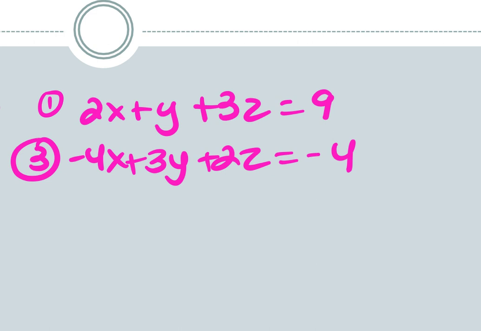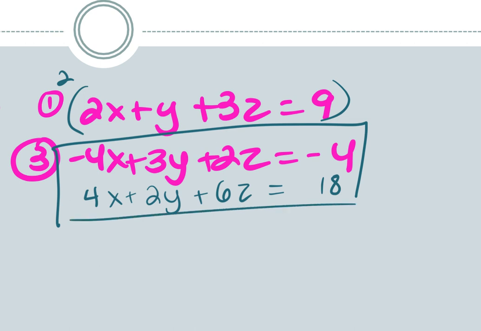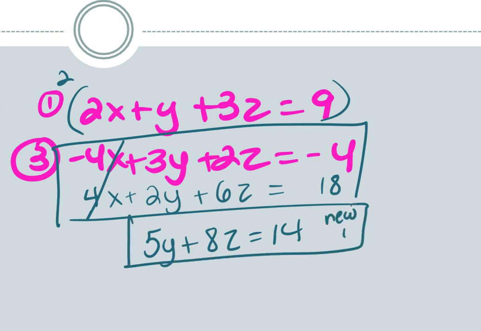Now the goal is to cancel the x's. So to do that, I have to multiply the top by a positive 2. So I get 4x plus 2y plus 6z equals 18. Be very careful. If you make a mistake this early, it's just going to keep steamrolling. So then the x's cancel, which was our goal, and I get 5y plus 8z equals positive 14. And we're going to call this new 1 so that we can give it a name later.